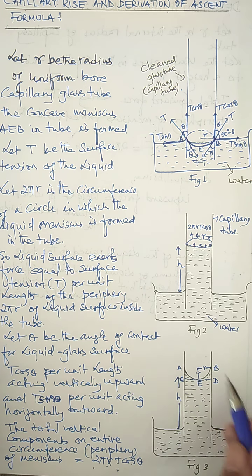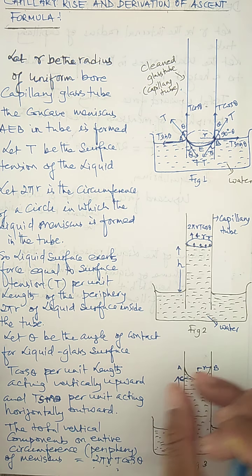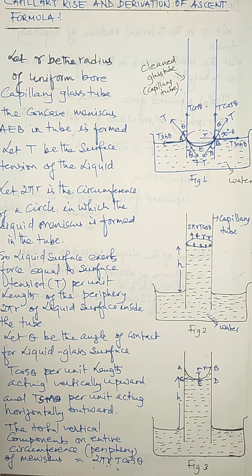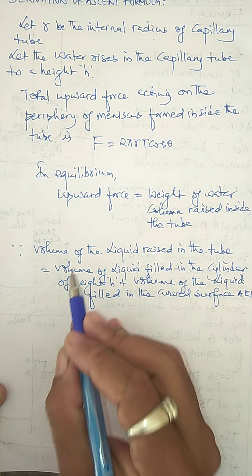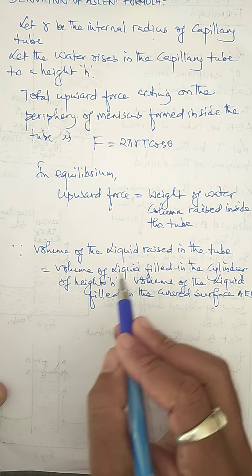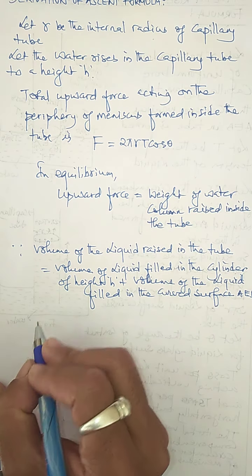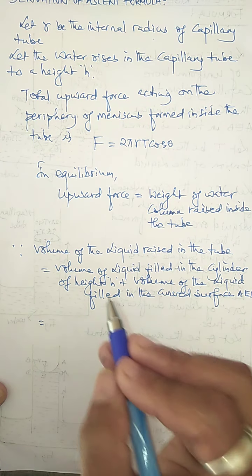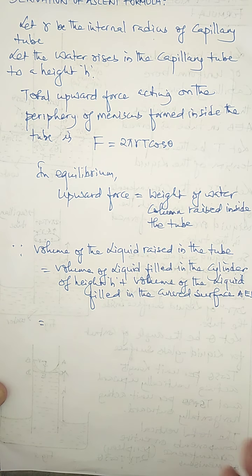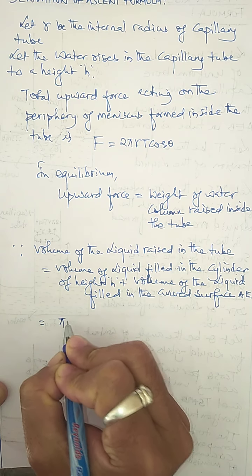Now we use the formula to calculate the volume of liquid filled in the cylinder up to the height H, up to the level of the meniscus inside the tube. As I said already, the volume of liquid raised in the tube is given by the volume of liquid filled in the cylinder of height H, which is the volume of the cylinder. You know the formula for the volume of a cylinder: pi r square H.